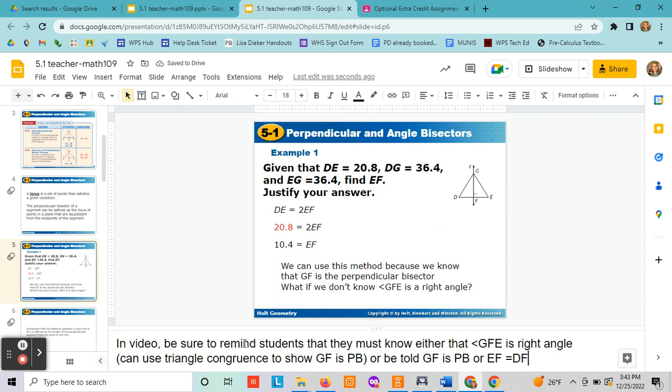So we want to remind students that a common mistake is that students just see a segment there, they don't see a right angle, they don't have this information, and then they make assumptions. We want to be careful in reading diagrams.